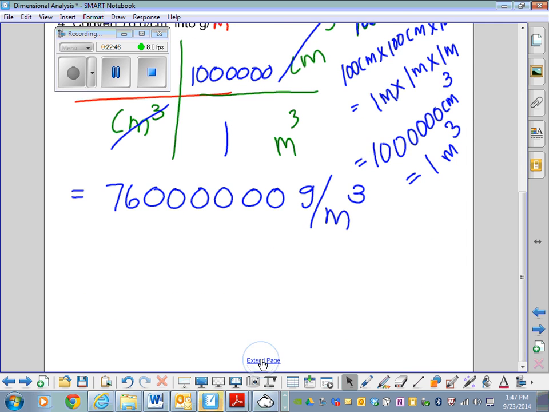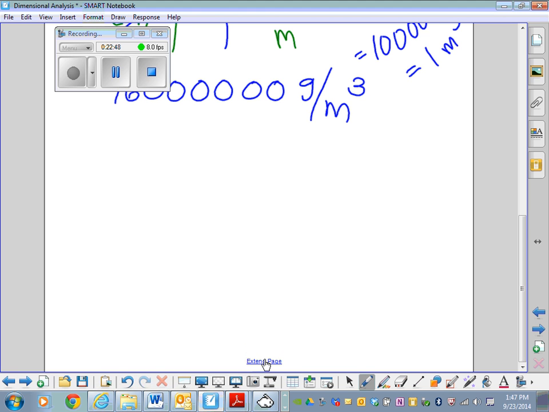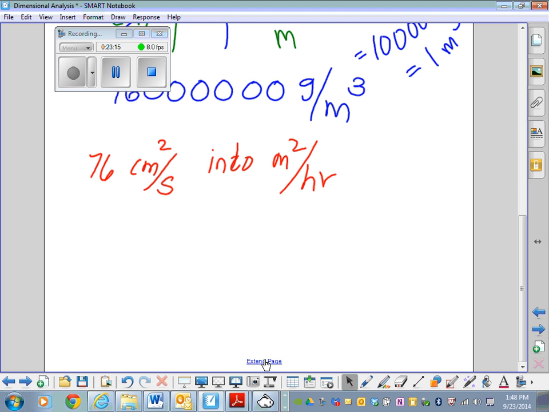Does that make sense? Do you want me to do something in square? Do you want me to do that? Alright, let's do something in square. And let's extend that page, and let's see. Let's make up a problem here. So I have 76 centimeters squared per second into meter squared per hour. Let's do double conversion now. Not just the numerator, but also the denominator. It's actually fun once you get a hang of it.